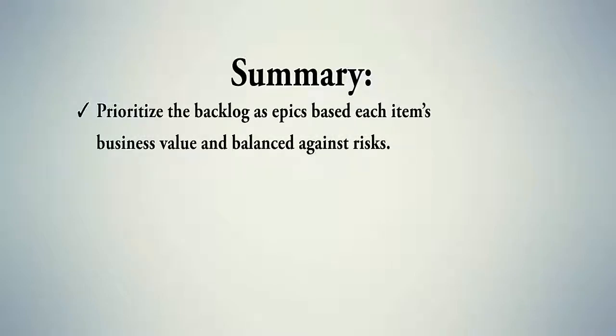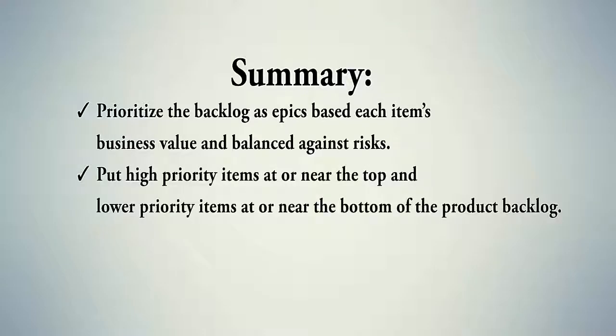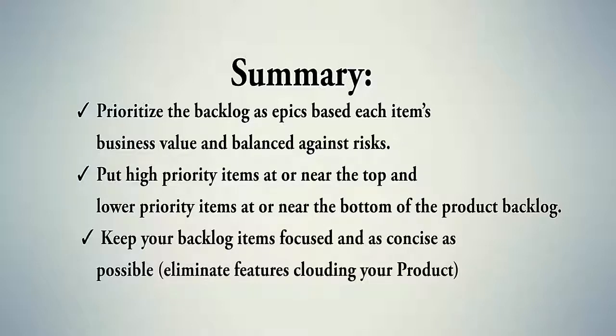Here is a summary of what we've learned in this step. In summary, for Step 2, prioritize the backlog as epics based on each item's business value and balanced against risks. Put high priority items at or near the top and lower priority items at or near the bottom of the product backlog. And keep your backlog items focused and as concise as possible. Eliminate features clouding your product.